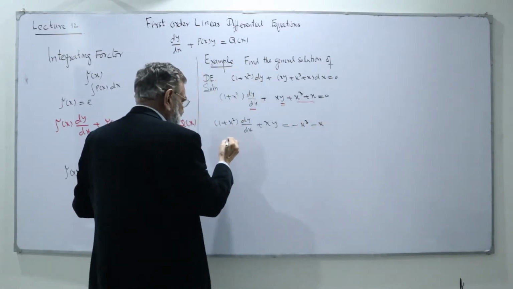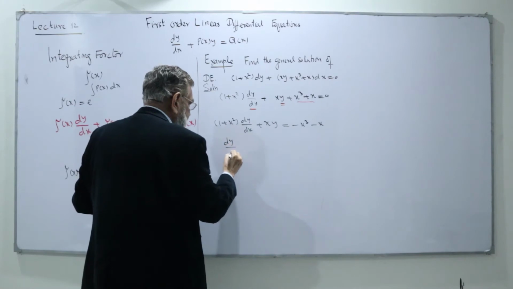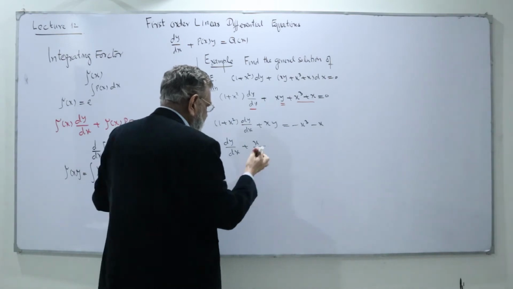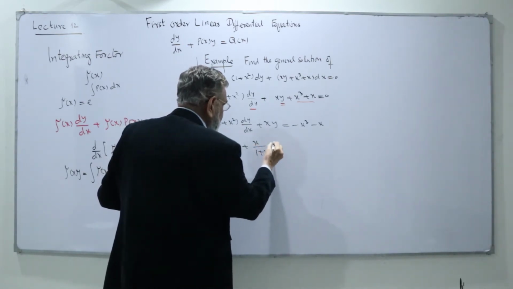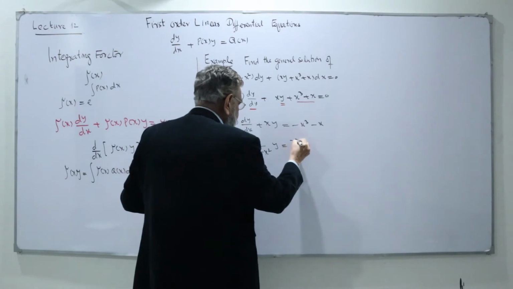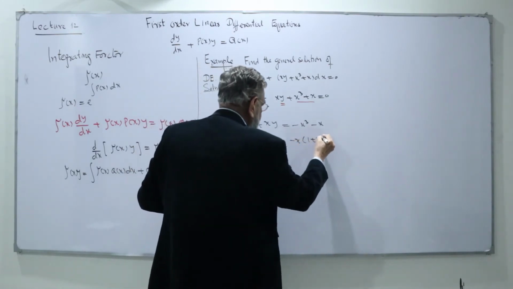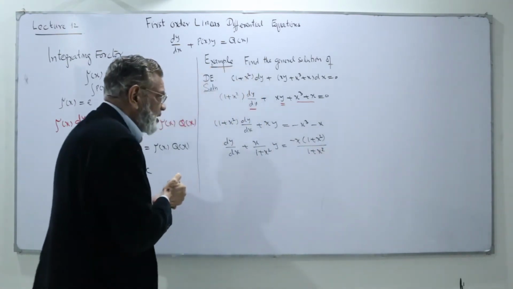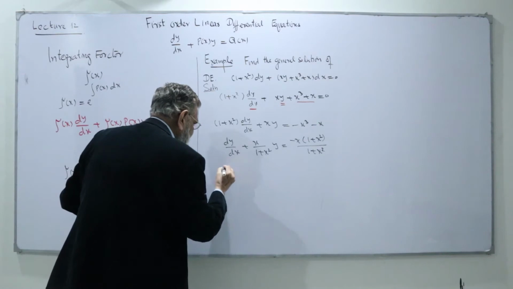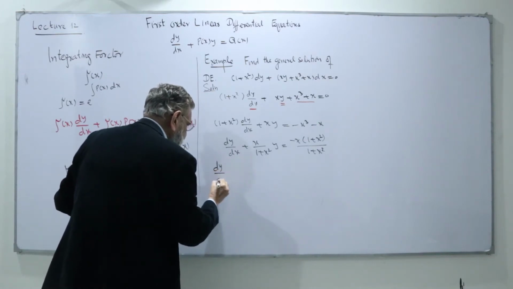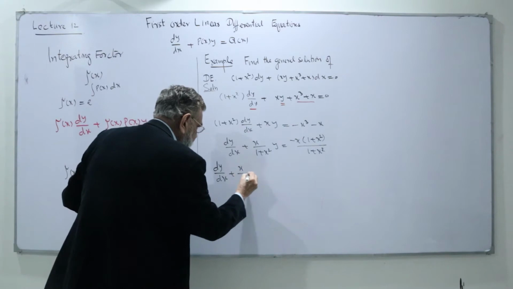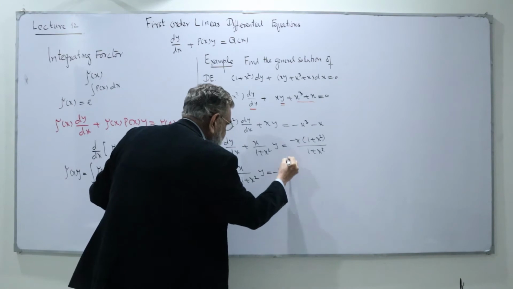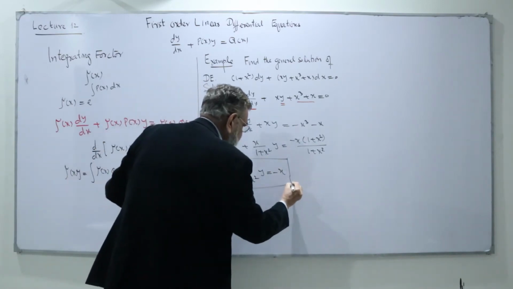Now I divide by 1 plus x square. I get dy/dx plus x over 1 plus x square into y is equal to, taking minus x common, 1 plus x square over 1 plus x square. I simplify the right hand side and get dy/dx plus x over 1 plus x square y is equal to minus x. So this is my first order linear differential equation.